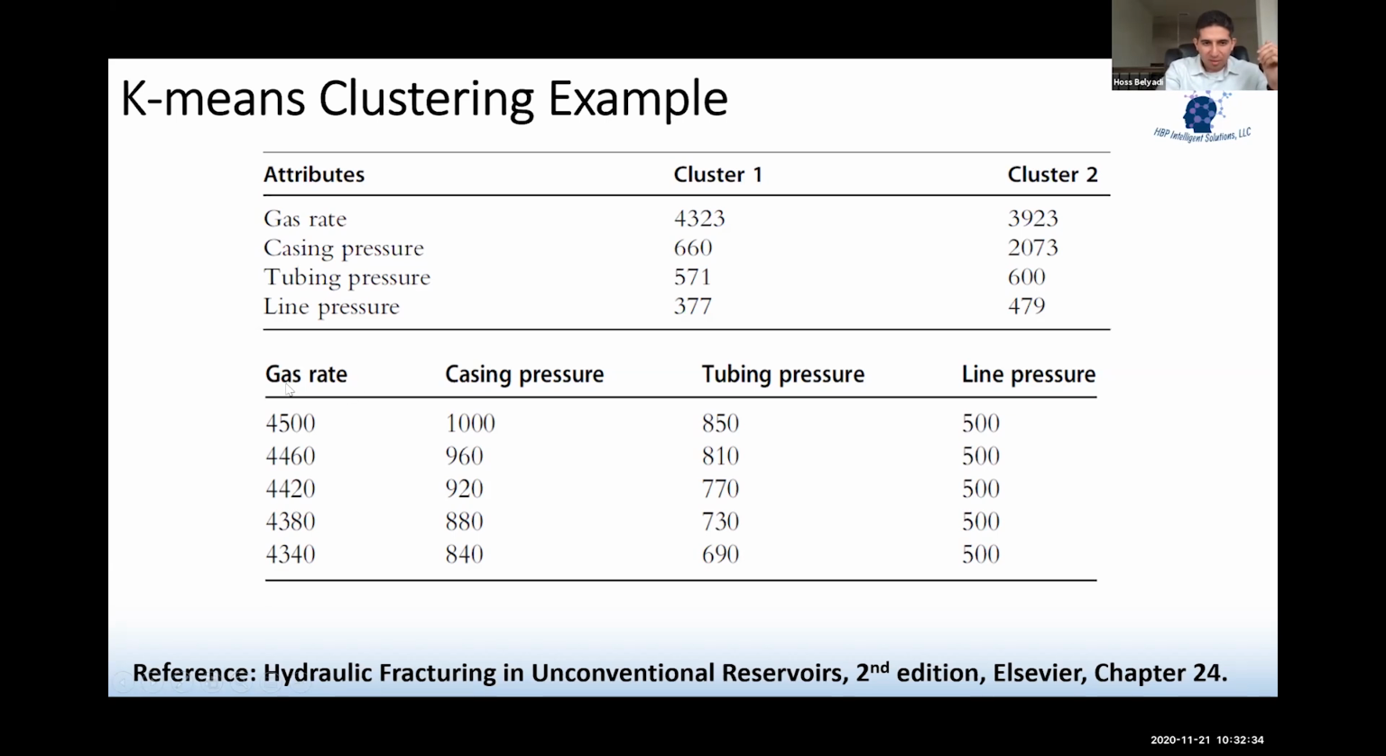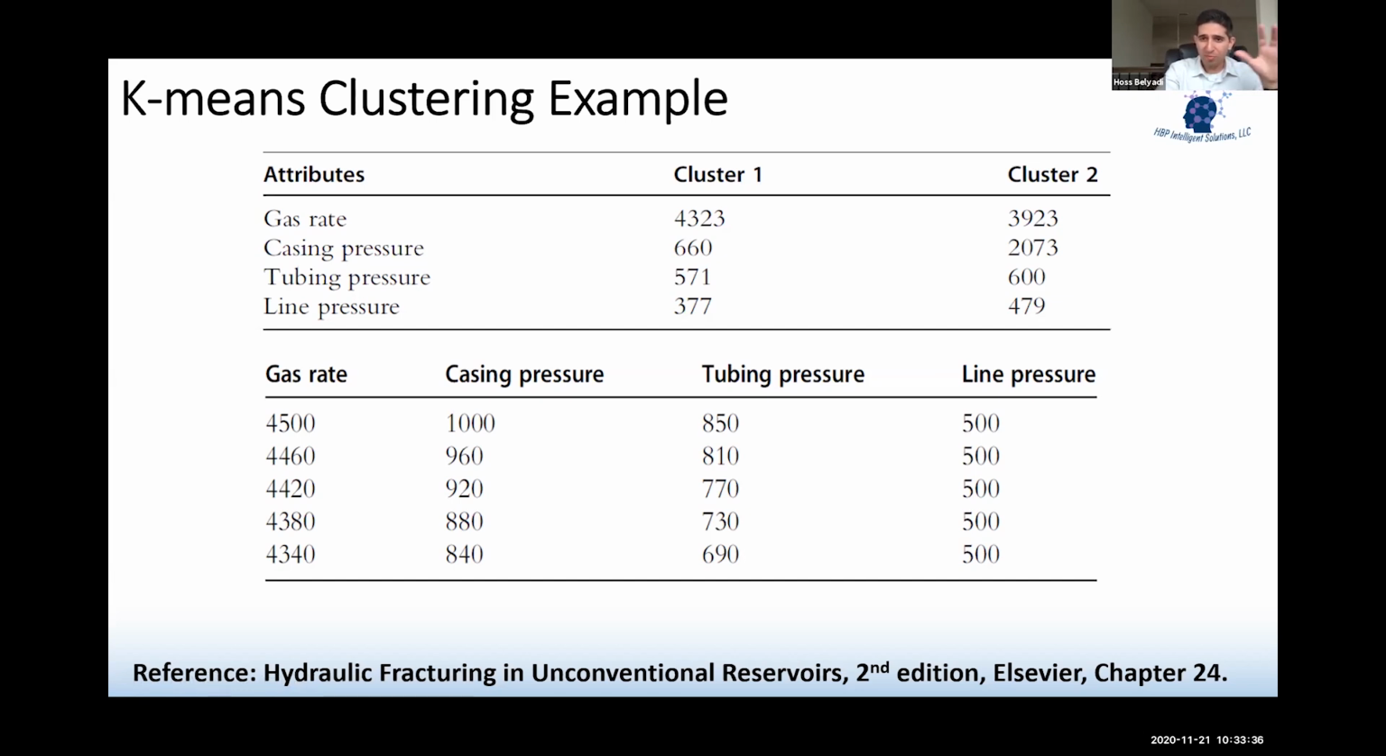And also, you're given these features: gas rate, casing pressure, tubing pressure, and line pressure. And you're asked to tell me, for each of these new rows that you're given, Row 1 has a gas rate of 4,500 MCF a day, casing pressure of 1,000 psi, tubing pressure of 850, and line pressure of 500. Does this row fall under cluster 1 or cluster 2? You can use basic algebra that I'll show you in a minute to figure out where each row falls. You want to figure out the first row, second, third, fourth, and fifth rows. These are the input features you're trying to predict whether they fall under cluster 1 or cluster 2.